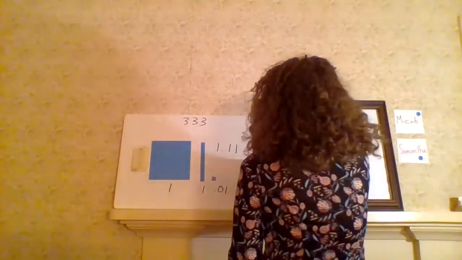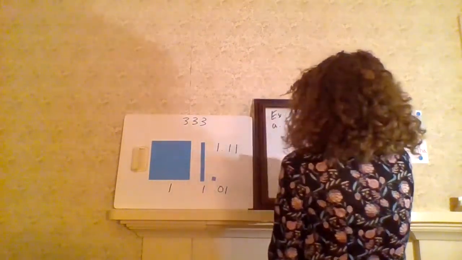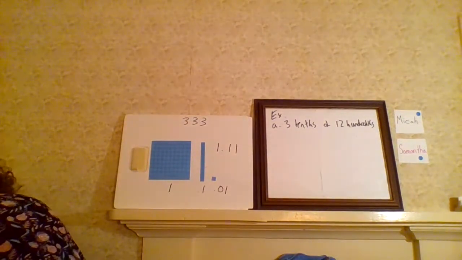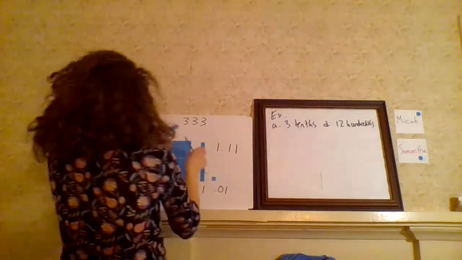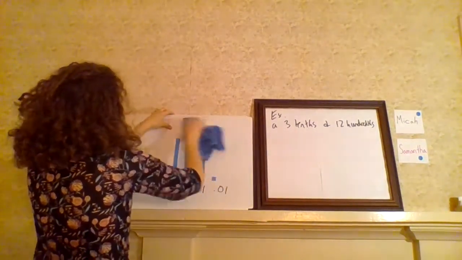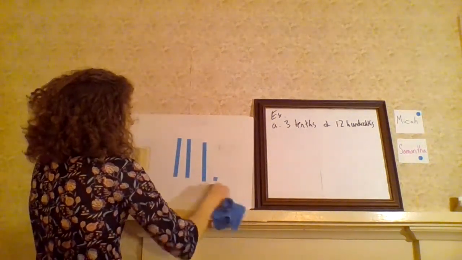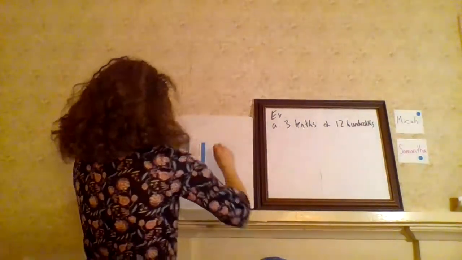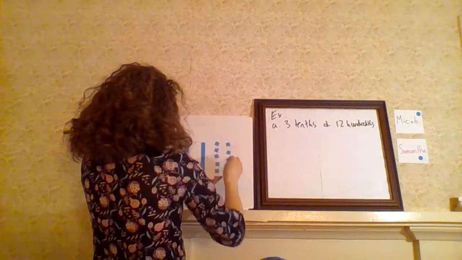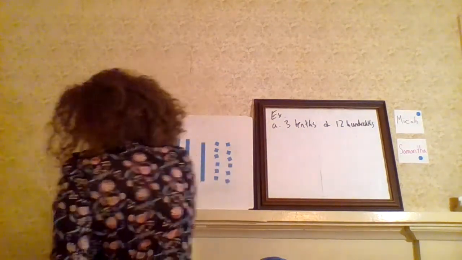So let's try these. Okay, so exercise A. Just say we have 3/10 and 12 hundredths. What does this look like? If we have 3/10, 1, 2, 3. Look like this. And 12 hundredths. See. So 1, 2, 3, 4, 5, 6, 7, 8, 9, 10, 11, 12. Okay, so how would we write that?